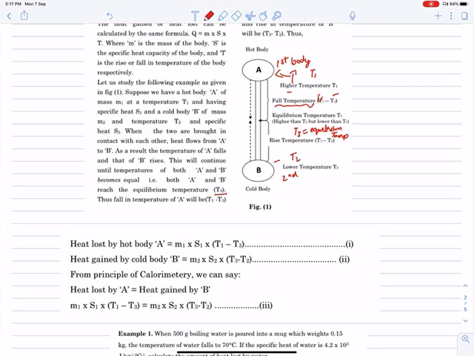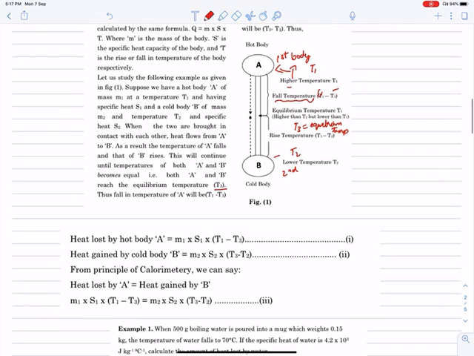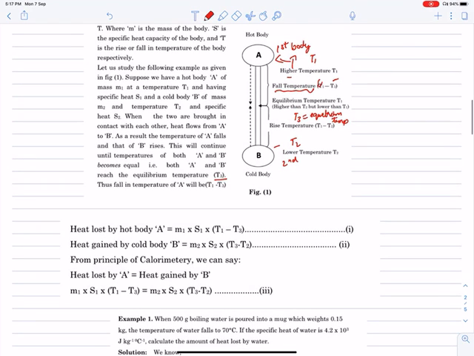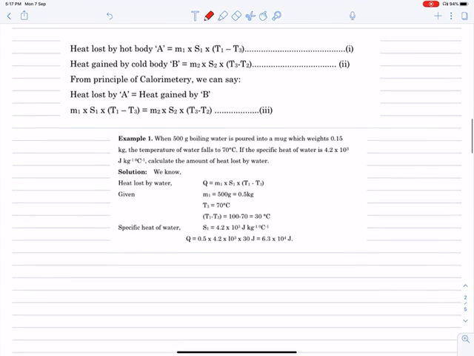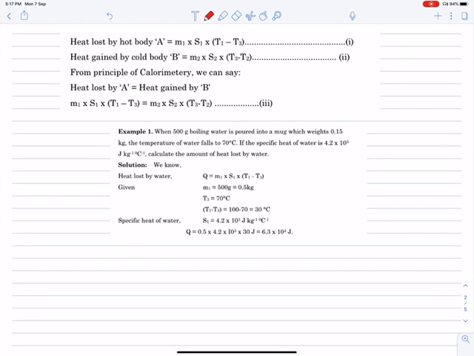So first we will solve example number 1, example number 2, and then we will go to the unsolved ones. Example number 1 says: when 500-gram boiling water is poured into a mug which weighs 0.15 kg, the temperature of the water falls to 70 degrees Celsius. If the specific heat of the water is 4.2 × 10^3 joule per kg per Kelvin, calculate the amount of heat lost by the water. So now it is asking for the heat lost.